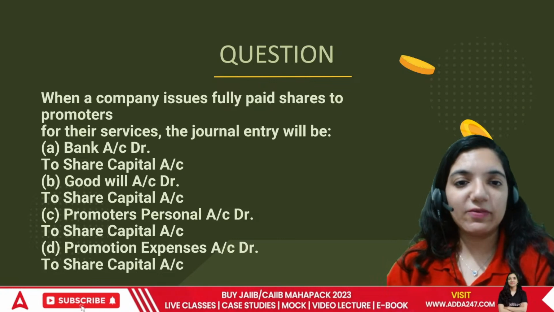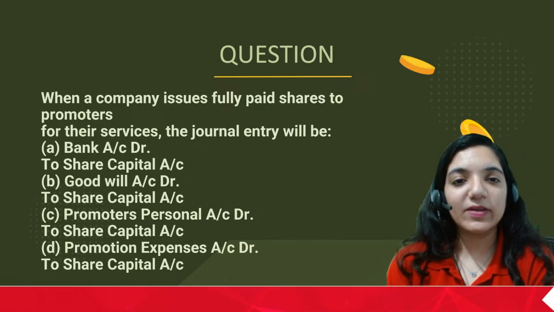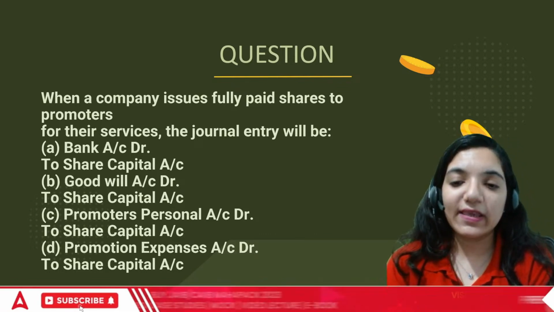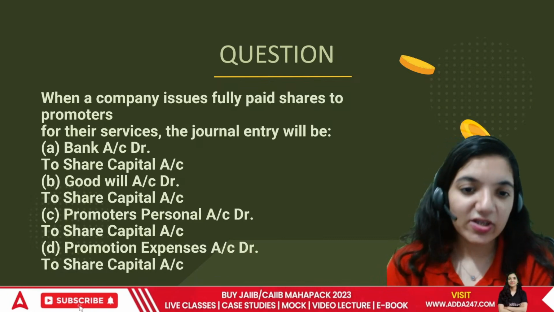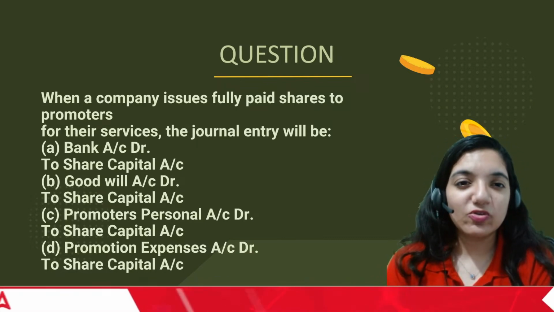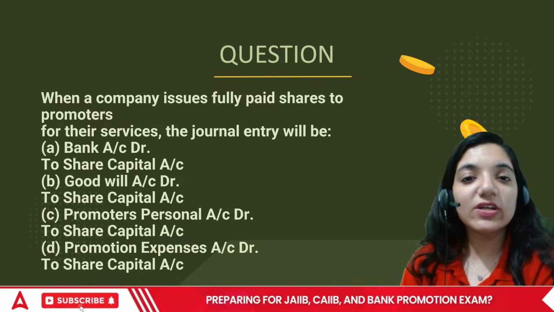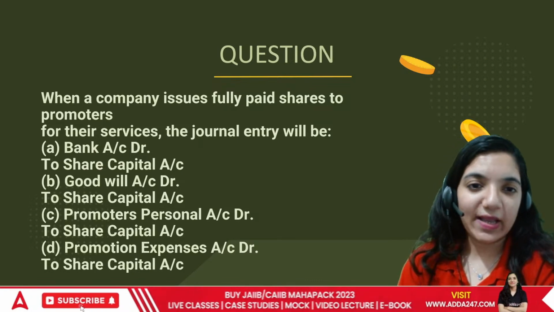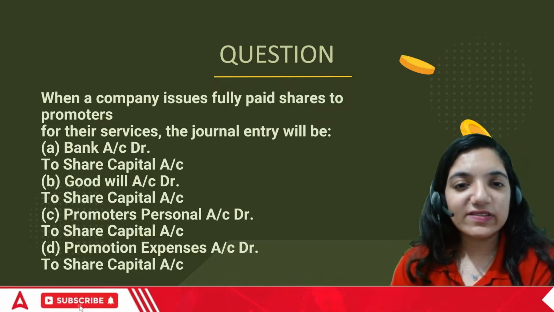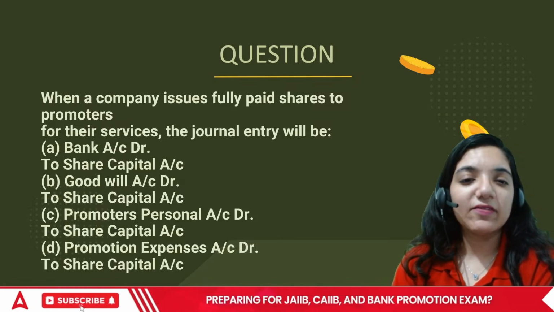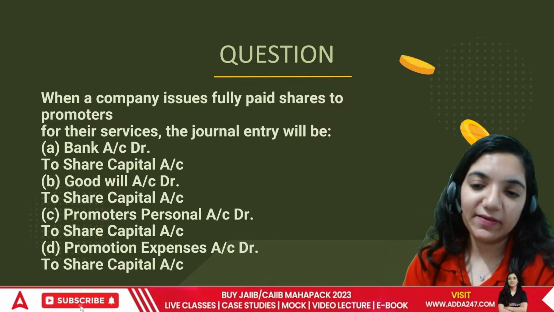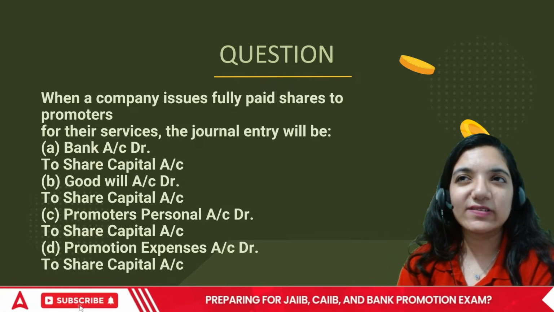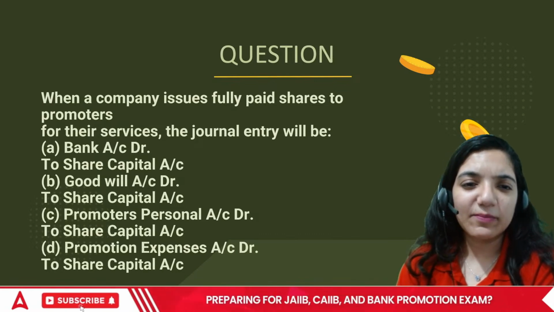Here comes the next journal entry, everyone. This question says that a company issues fully paid shares to the promoters, the people who give birth to the company. They are the ones who gave rise to the company. So for their services, the journal entry will be: bank to share capital, goodwill to share capital, promoter personal account to share capital, and promoter expenses to share capital. When the company issues fully paid up shares to the promoters, basically they are paying for the incorporation of the company.